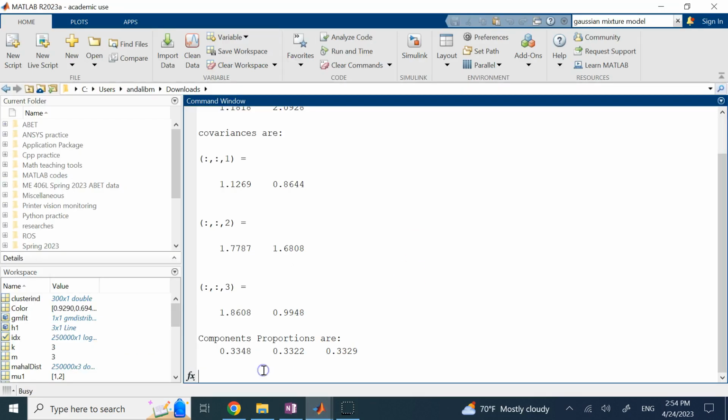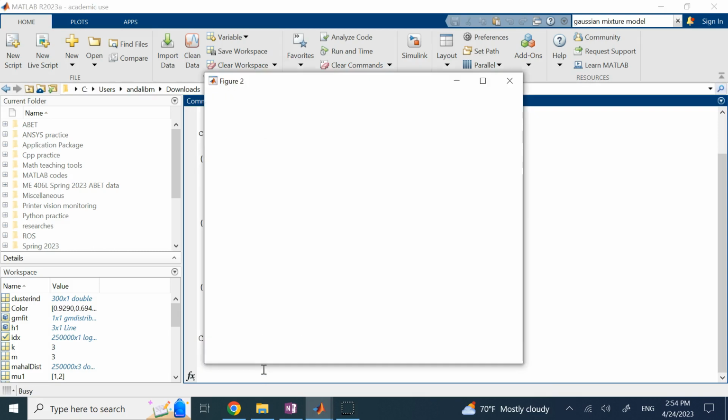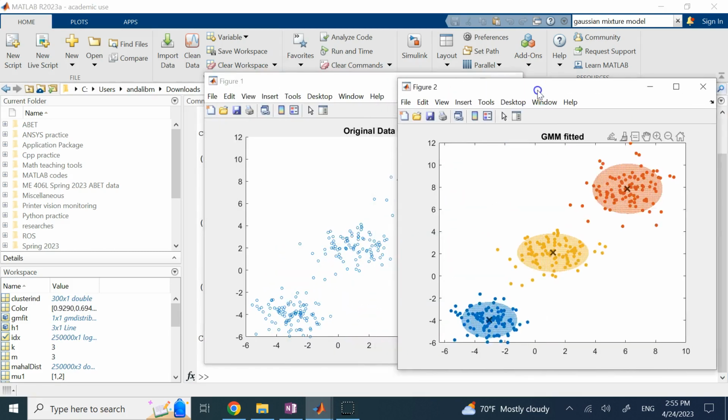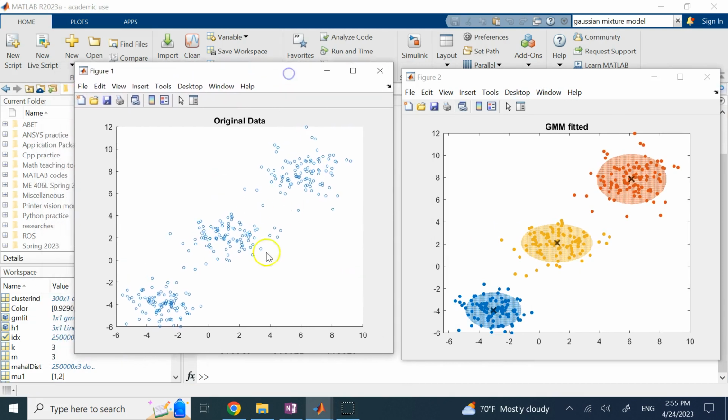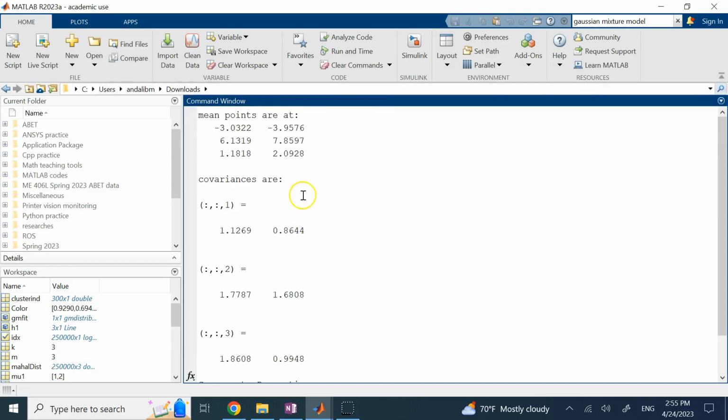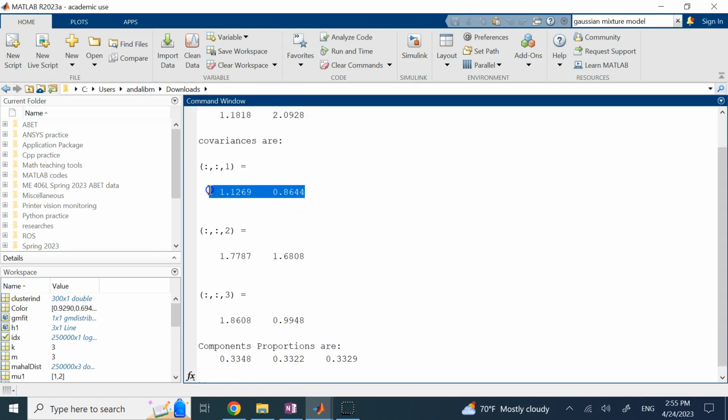Then my estimates are going to be even better, right? So the more overlap you have between your clusters, the further your estimates are going to be from the numbers that you used in simulations and generating this data. But clearly you can see that now you have three separate clusters, and you see the proportions are right. And this is -3, -4, that is 6 and 8, and this is 1 and 2, right? Very close.